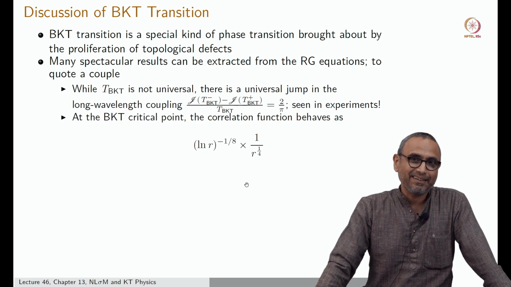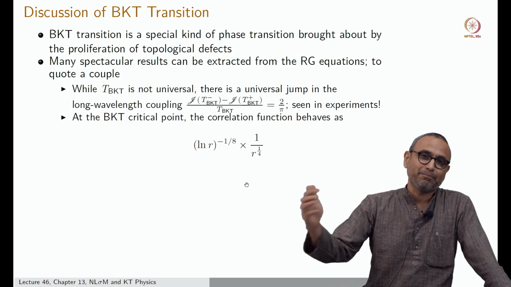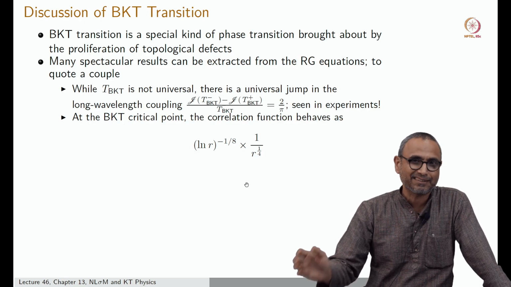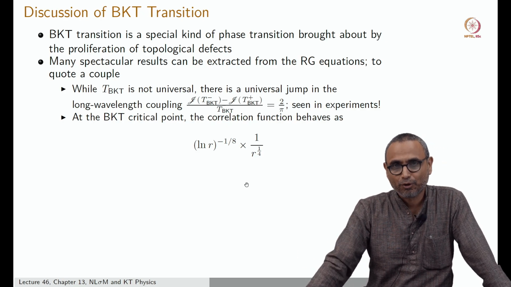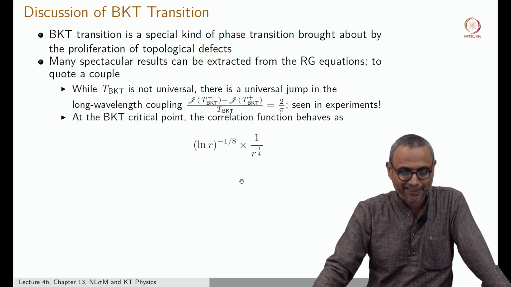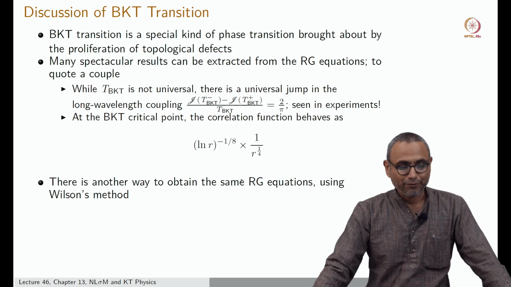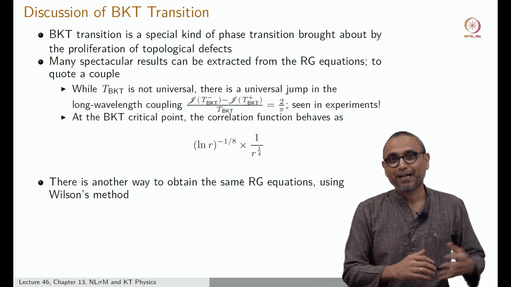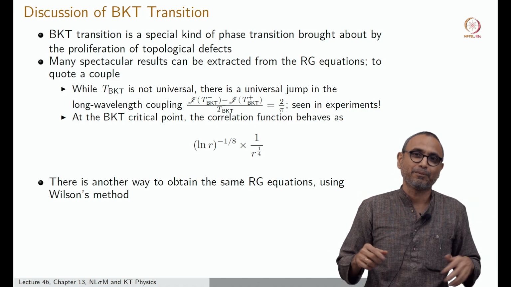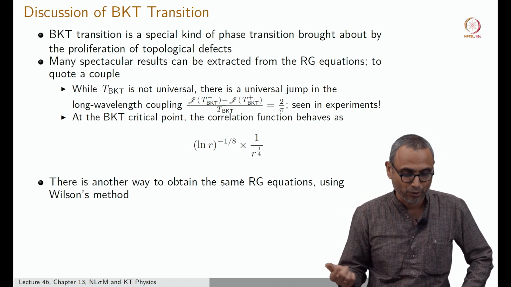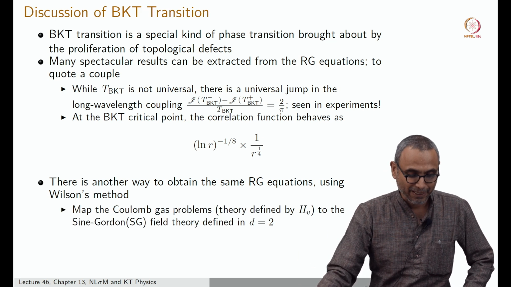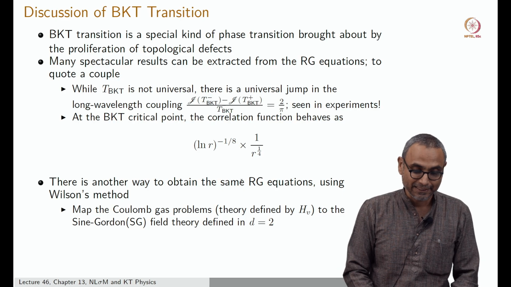Now, if you are coming from more of a high energy physics or field theory background, you might find that our derivation of these RG flow equations was a bit too physicsy, in the sense that we did dielectric constants and all that stuff. In fact, there is another way to come to the same RG equations by using exactly Wilson's method of introducing a shell in the momentum space, integrating out the fast fluctuating modes. And that goes like this. I'll briefly mention this.